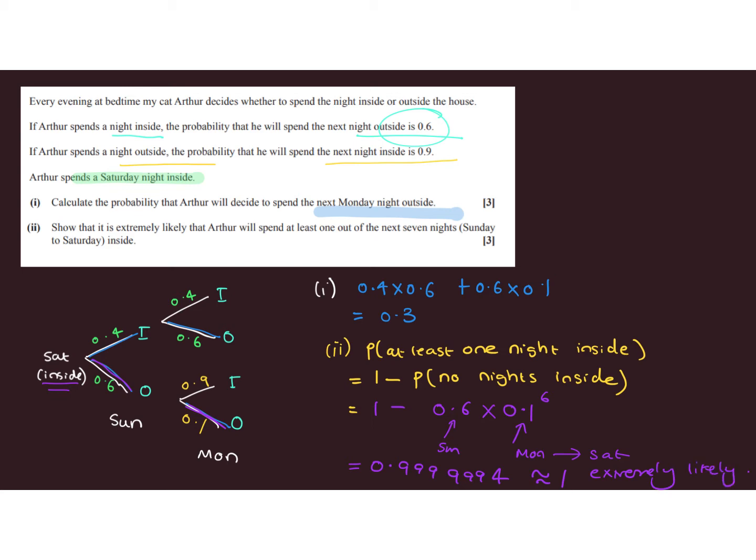Now, the key to this question was understanding that if you're working out the probability of at least one thing occurring, it's often a lot easier to do it as a calculation of 1 minus the probability of it never occurring, because then you only have to take one probability calculation and subtract it from 1. Let's look at the next example.